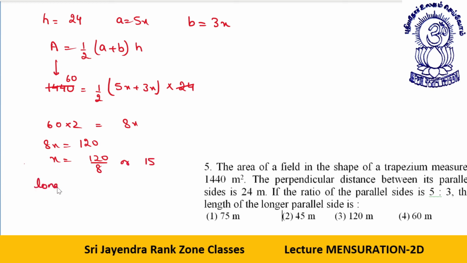Longer side is how much? Longer side is equal to 5x or 5 into 15, that is 75 centimeter. This is your answer. Okay, clear to all dear students?